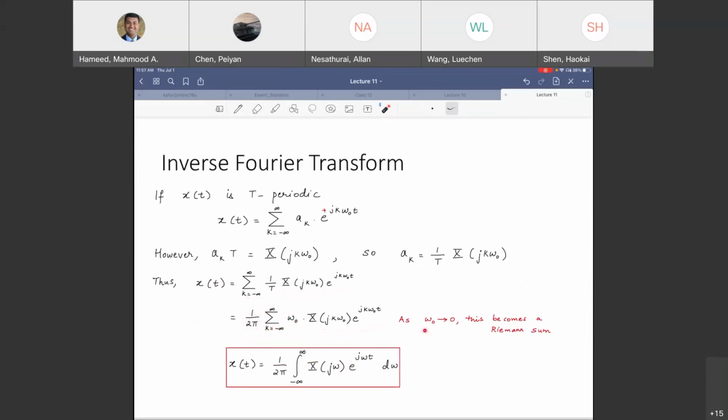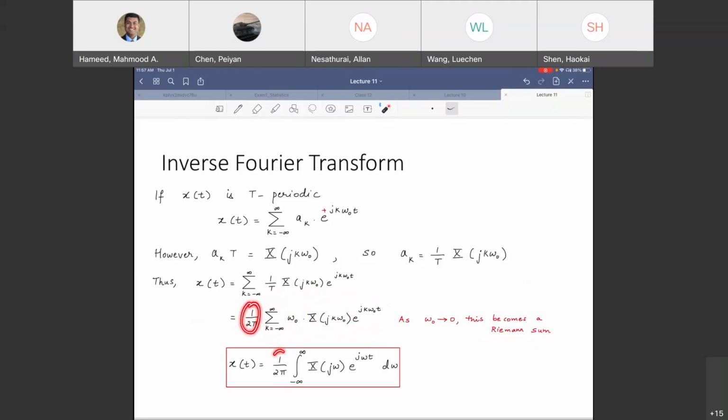Now, as omega naught tends to 0, why? Because when you're going from Fourier series to Fourier transform, you let T tend to infinity. As T tends to infinity, omega naught tends to 0. So as omega naught tends to 0, this particular function is a Riemann sum, the approximation of a summation. This is the width of the rectangle, this will be the height of the rectangle. Width, height, width, height, width, height. You know it's going to be a numerical approximation of an integration.